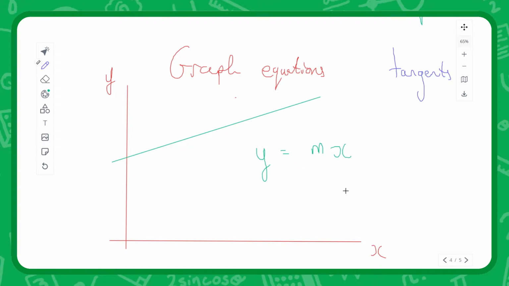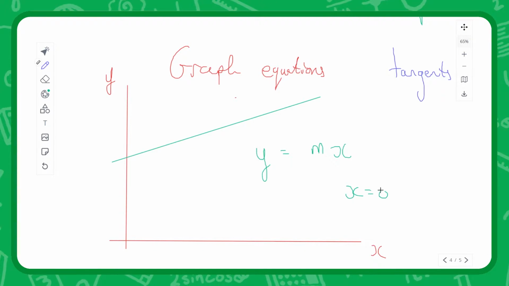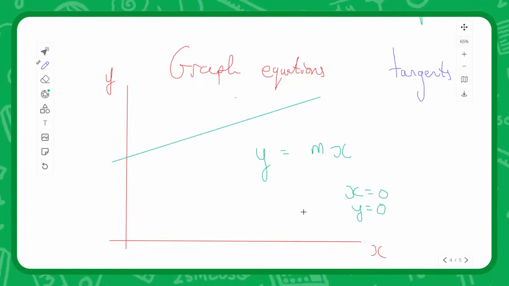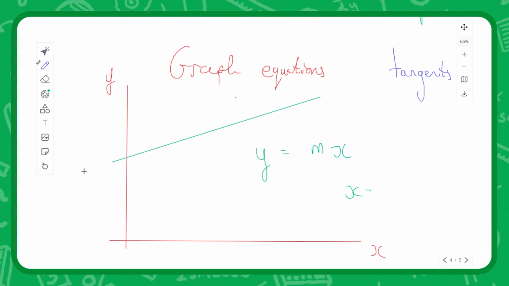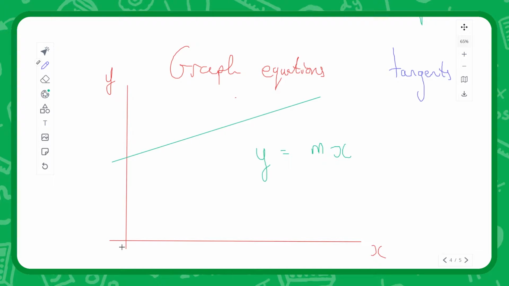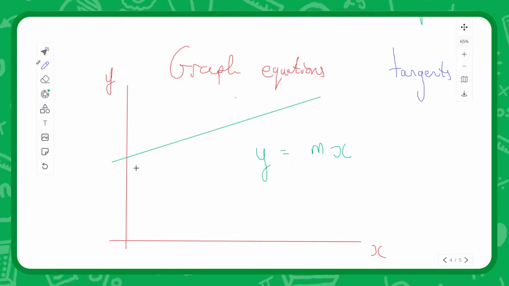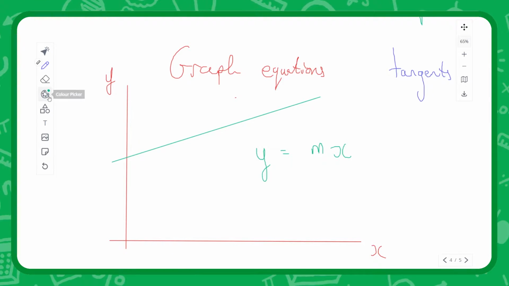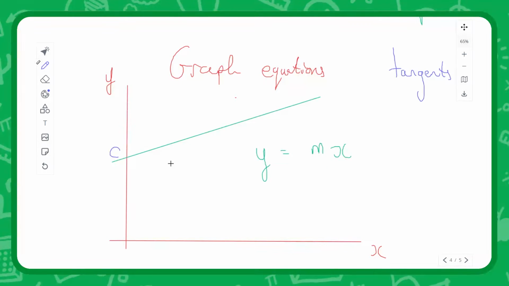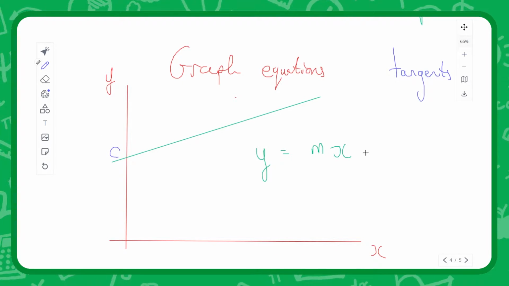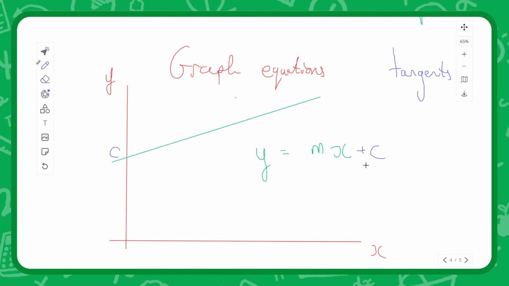But of course, this means if we substitute in x equals 0, y should then also equal 0. It's clearly not true in this graph because when x is equal to 0, which corresponds to here, y is equal to some non-zero value. We call this value c, which is the y-intercept. So the full equation here is y equals mx plus c.